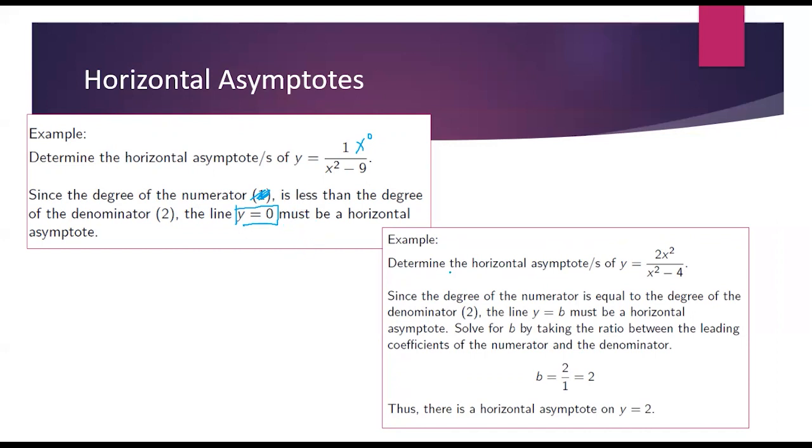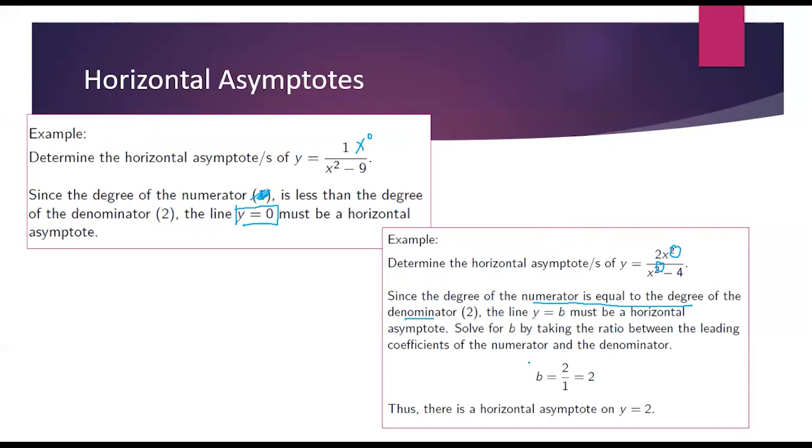How about the next one? We're going to determine the horizontal asymptote or asymptotes of y is equal to 2x squared over x squared minus 4. So you check the degree again of the numerator and the denominator. Since the degree of the numerator is equal to the degree of the denominator, which is 2, then the line y is equal to b must be our horizontal asymptote. But how do we solve for b?